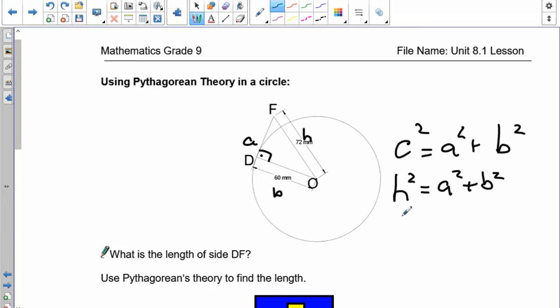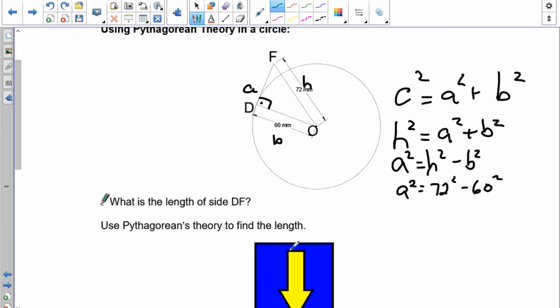So the length a is going to mean that we rearrange our formula. I'm going to subtract b squared from both sides, and you've done this before, so we know that a squared is going to be equal to h squared take away b squared. This is an h here, okay? Now a is still our unknown. We don't know what that is. h is given to us at 72, and b is given to us at 60. So those are our formula and our substitution.